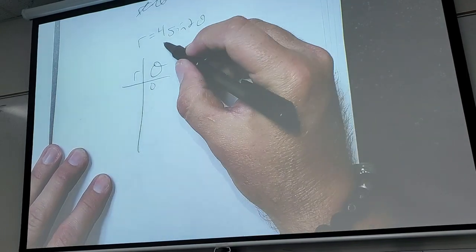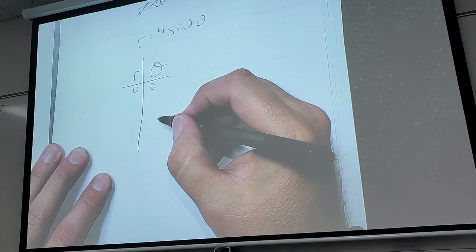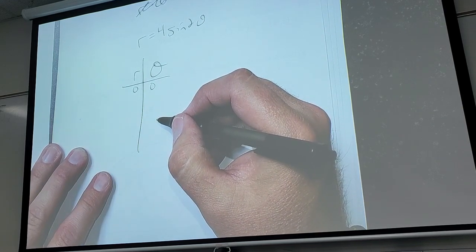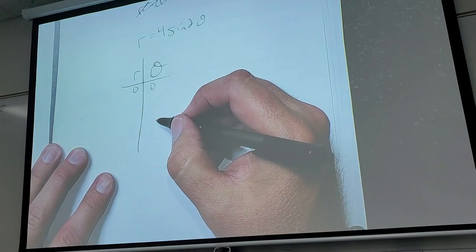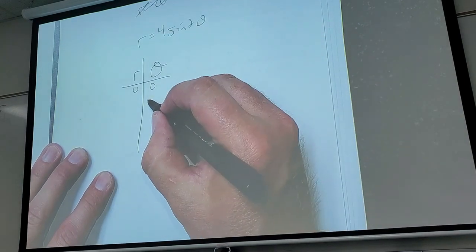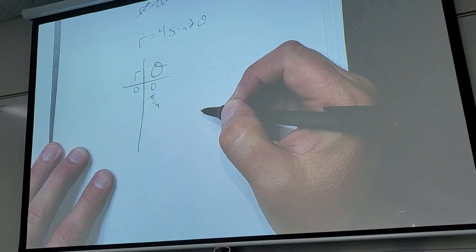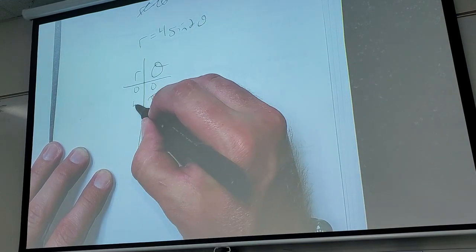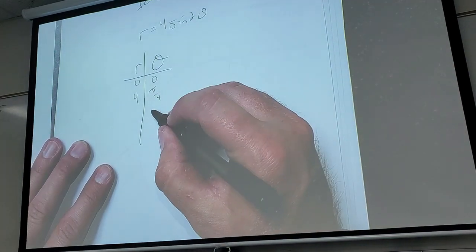Sine of 0 is 0, cool. Let's try to go by pi over 4. Let's see, let me think. We'll try pi over 4. Sine of 2 pi over 4, sine of pi over 2, so I get 4, correct? Probably gonna need more.